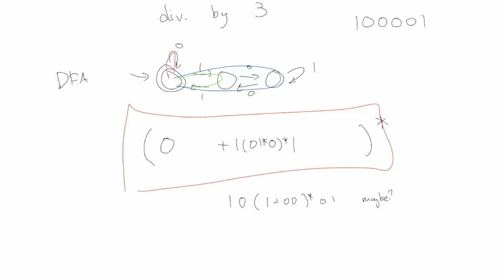Yeah? Do we have to indicate that you can do more zeros at the end? More zeros at the end can be accomplished using this star, right? Because with this star, you can do the zeros first, but you can also do them after you do some of those. Yeah. So you don't have to say anything special about that.